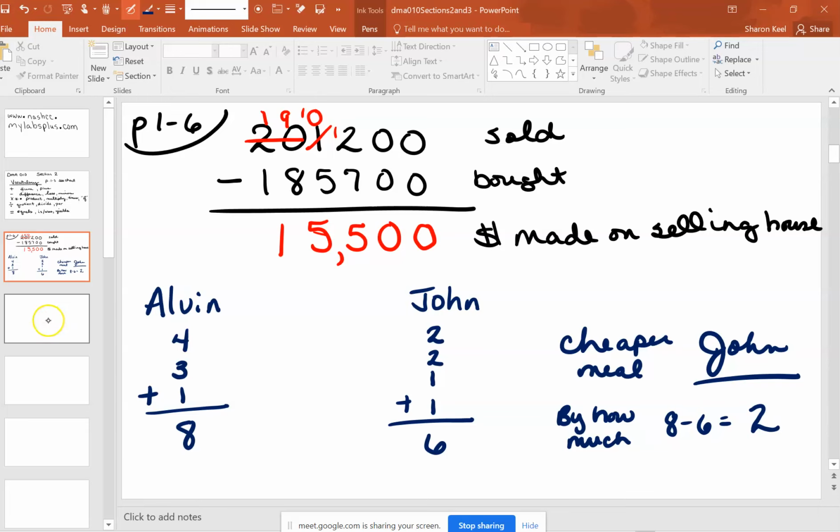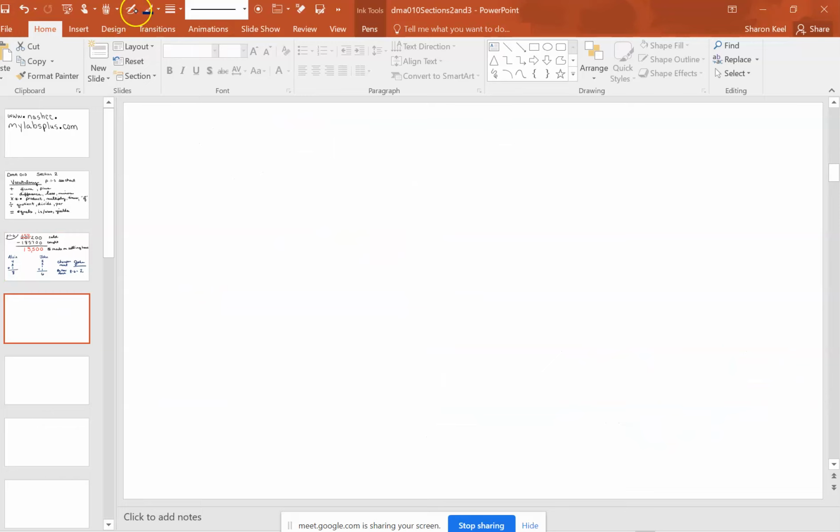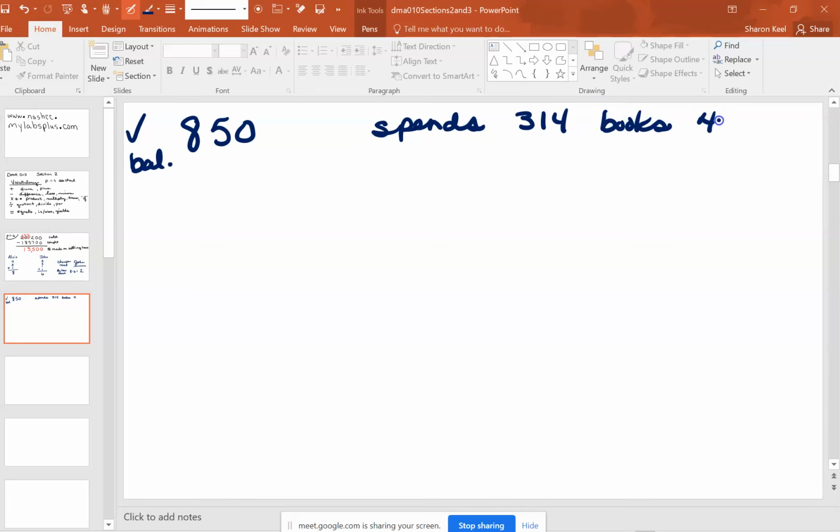Let's look at question 3. So go to your next page. It's still the same page, but at the top of that column, and we have a college student. A college student has $850 in her checking account. So in the checking account, we have $850 at the beginning. At the beginning of the semester, she spends $314 to buy books and $40. So $314 is books, $40 for a parking permit.